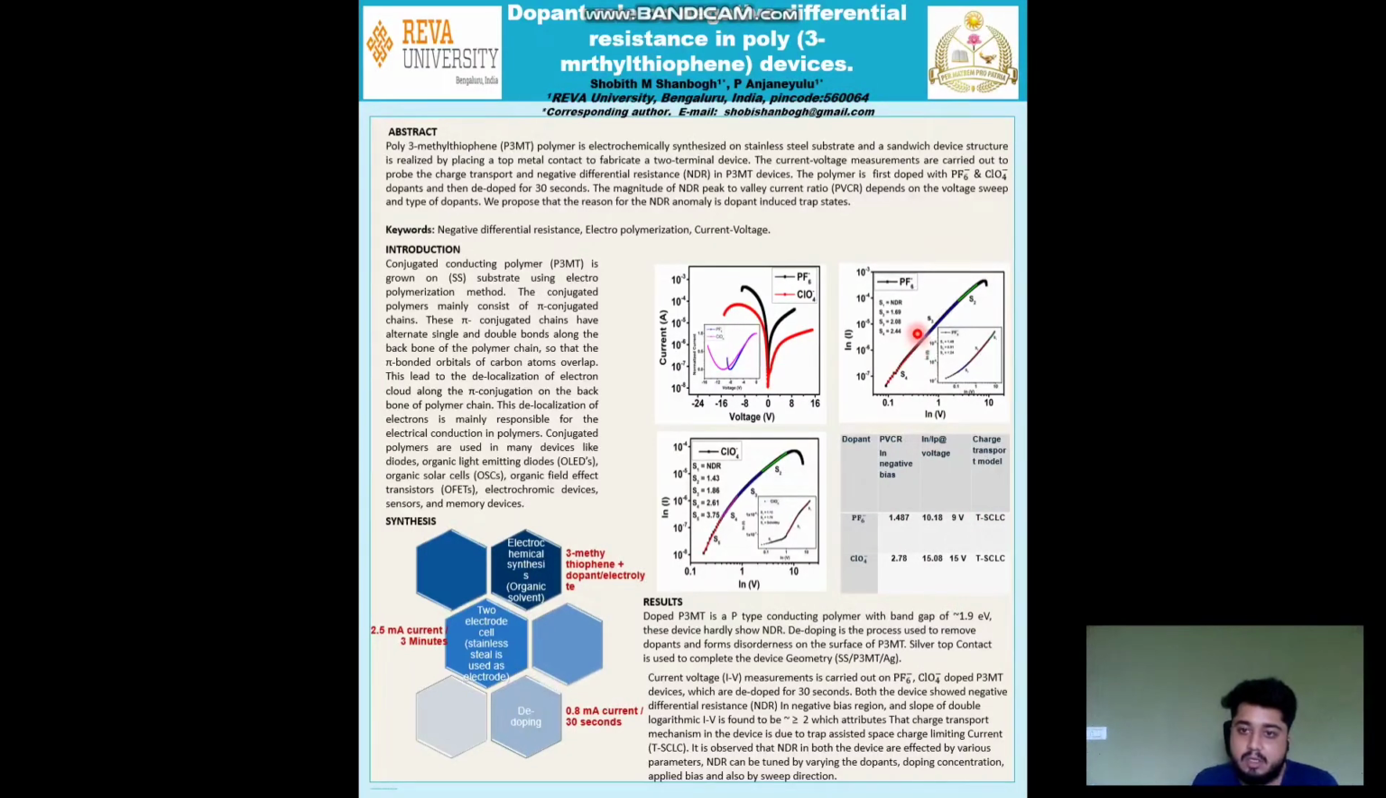And this is the double logarithmic IV graph for PF6 doped, and this reveals that at lower applied bias the slope is 2.44, but at the higher end the slope is negative, which reveals that it is an NDR region.